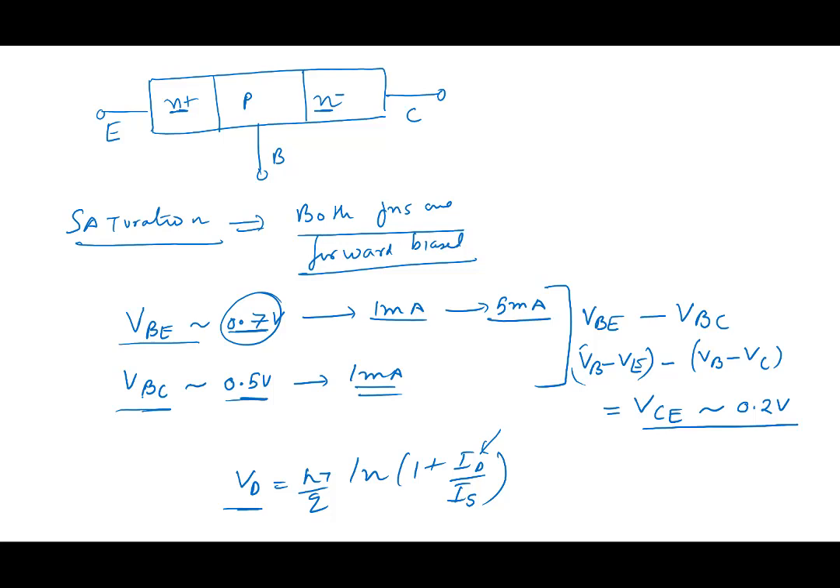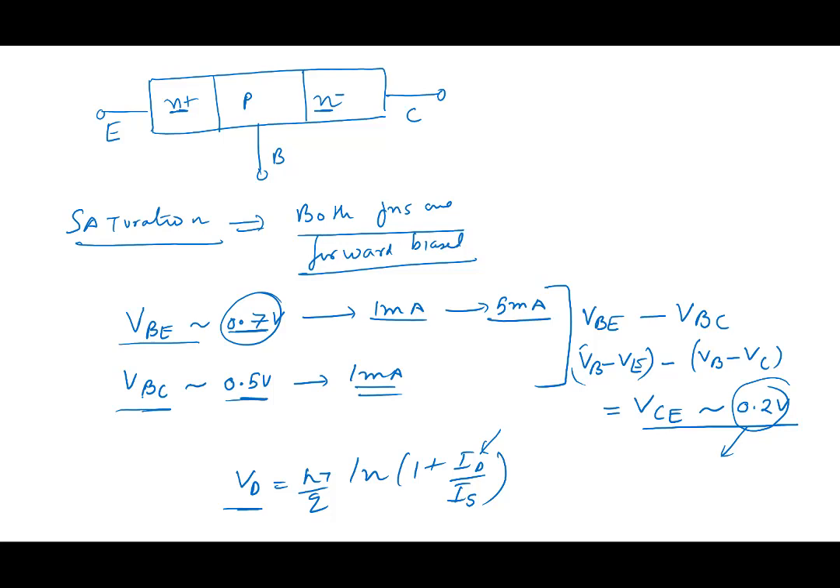So in saturation, what is the characteristic that we get? VCE is some small value. See, it's not so important that this is 0.2. It's some small value which is relatively constant. This could be 0.1 also. This could be 0.15. This could be 0.25. That is not so important, except that it's a quantity which is almost fixed, doesn't change much.